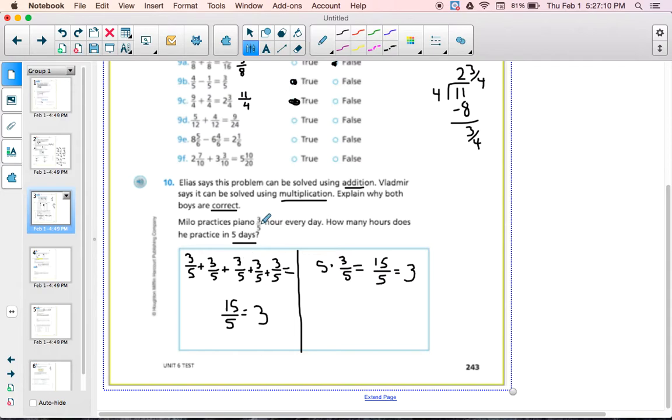Well, yes, we can solve this as an addition problem. You just take 3/5 plus 3/5 plus 3/5 plus 3/5 plus 3/5. That's 15/5. He practices 3 hours. But you can also solve it as a multiplication problem. 5 times 3/5, there are 5 days. He practices 3/5 of an hour each day. 5 times 3 is 15/5, also 3 hours. Addition, multiplication.